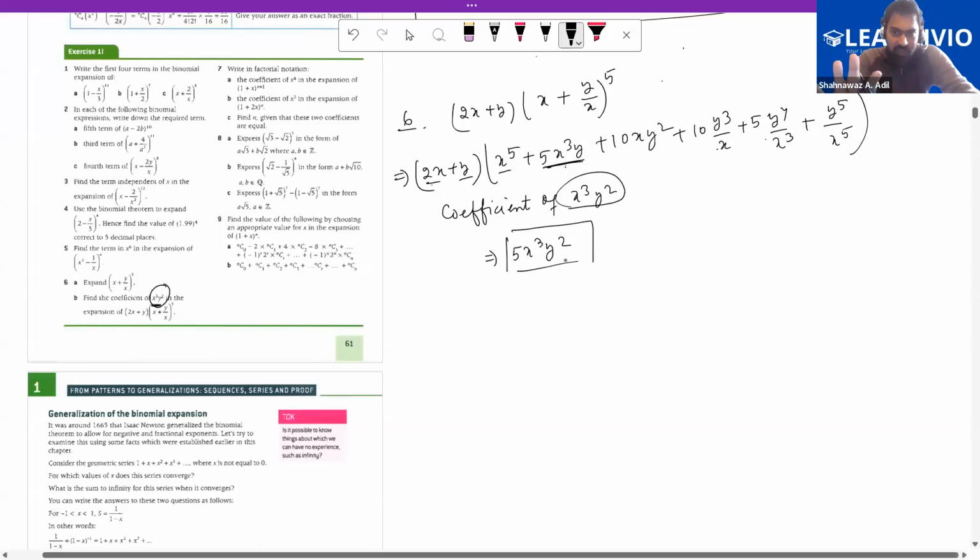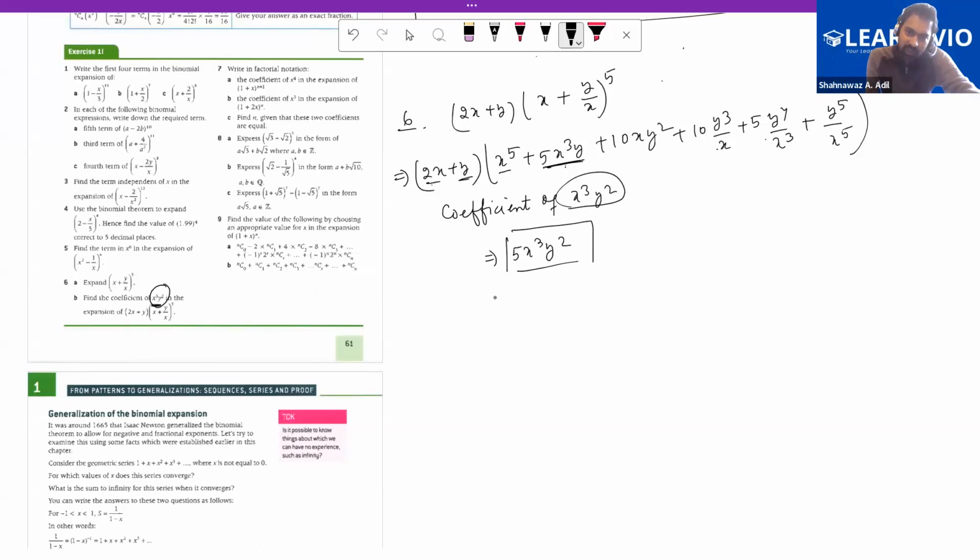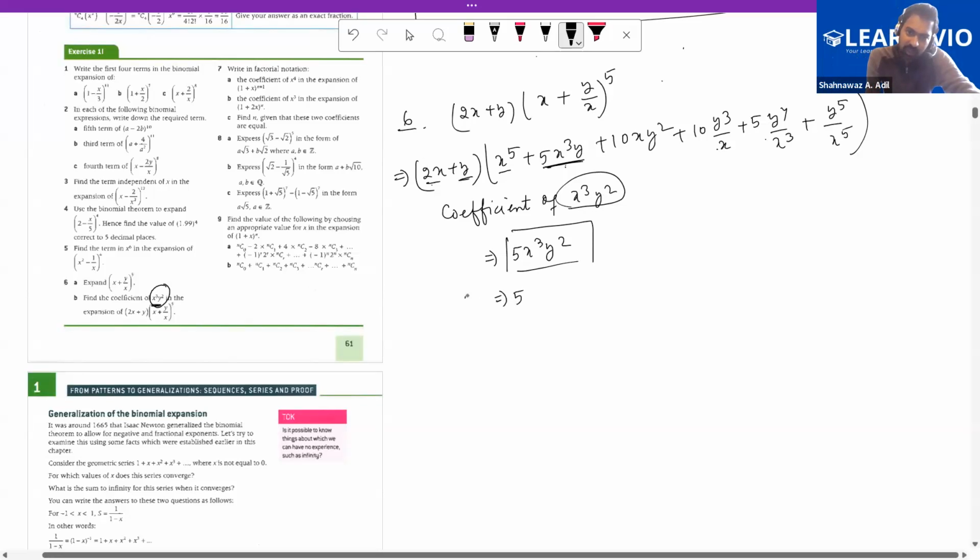Without doing the whole simplification, that would take a long time. So we only try that term, which would give us this term, right? So the coefficient of this thing is 5, right? So the answer is 5. Yeah. So this is the answer that you got, right? Yeah.